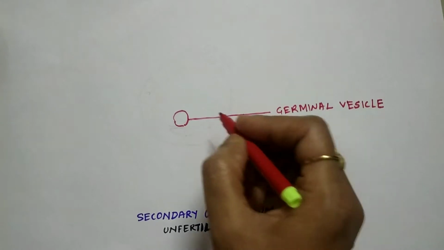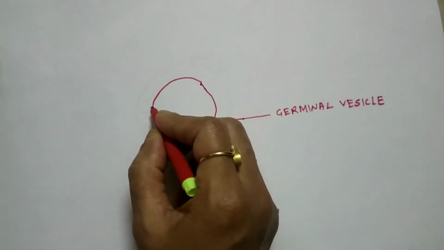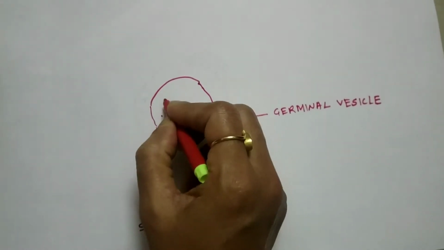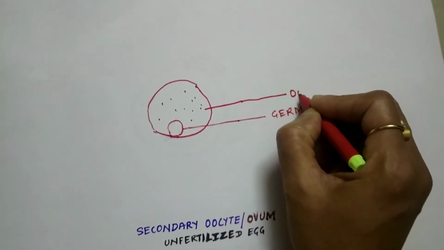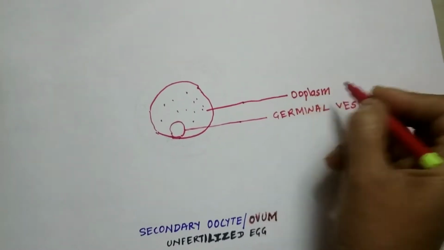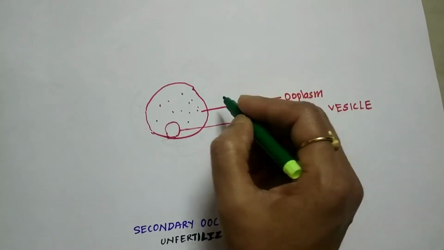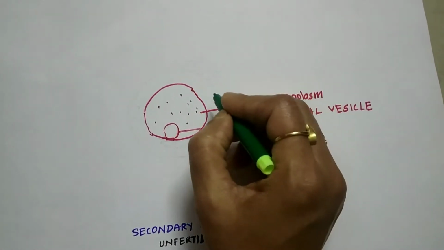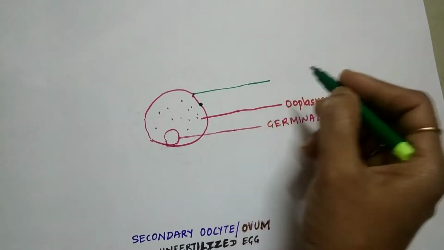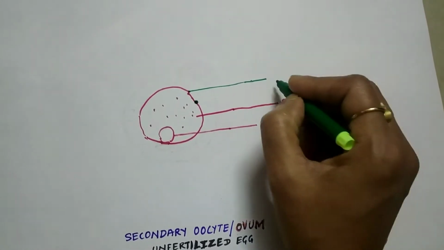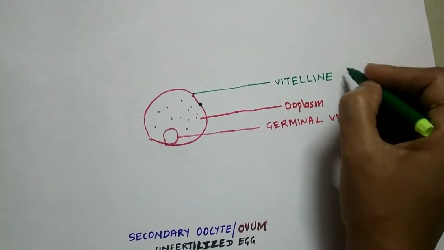The cytoplasm of the egg is surrounding the nucleus. This is the cytoplasm called ooplasm. The ooplasm is surrounded by a membrane which is also called egg membrane, and this egg membrane is very popularly known as vitelline membrane.